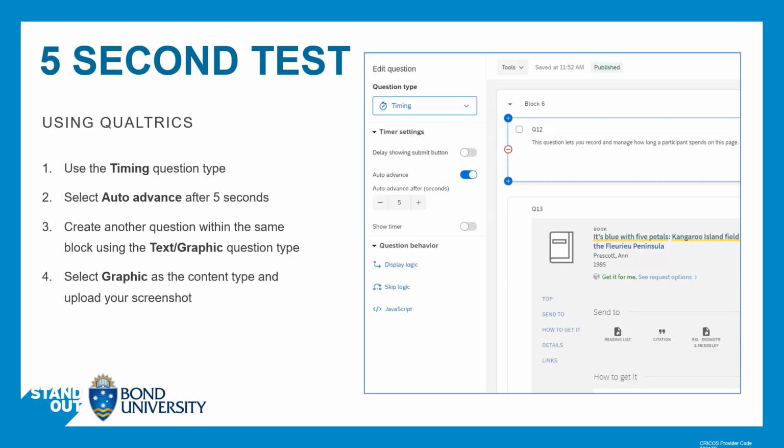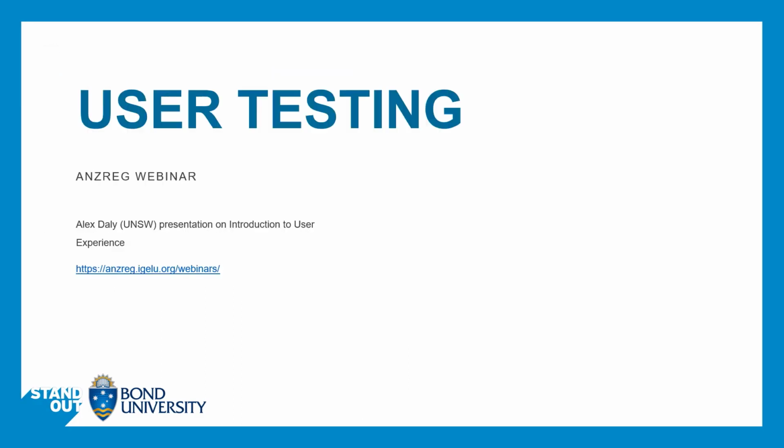So if you're interested, I've got a slide here on how to actually create the 5-second test in Qualtrics. Basically, you add 2 types of questions into one block, and that does your 5-second test.